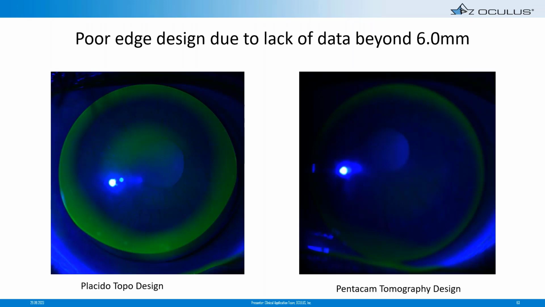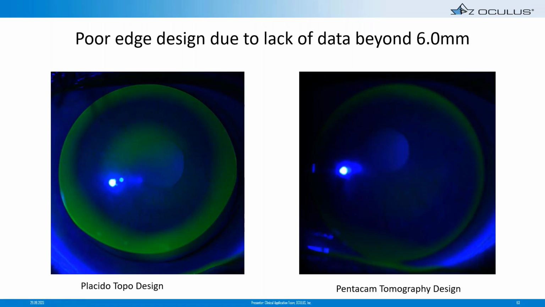And the end result in this patient was a significant amount of edge lift. You can see the fluorescein pattern. You can actually see the edge of the lens here. There's so much edge lift, the fluorescein wouldn't even fill in that space down below. And this results in the patient being aware of the lens. It's physically uncomfortable, and the lens would move quite a bit.